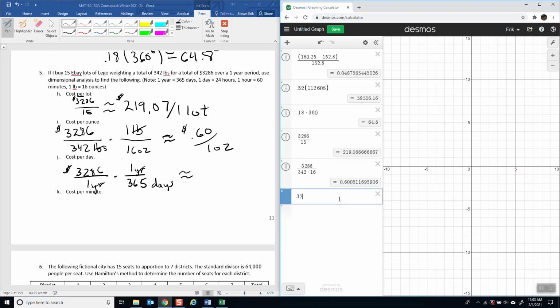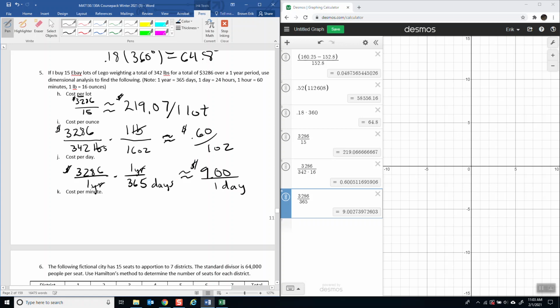So 3,286 divided by 365. Oh, hey, that's not bad, right? $9 a day. Although my income is bi-monthly, so maybe I should look at how much this is per month.